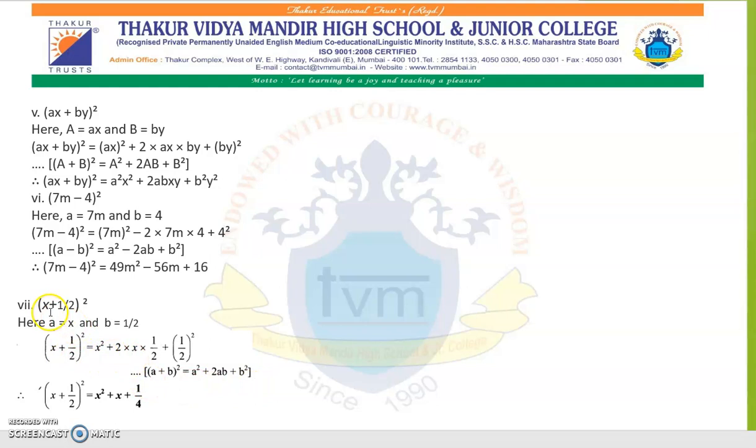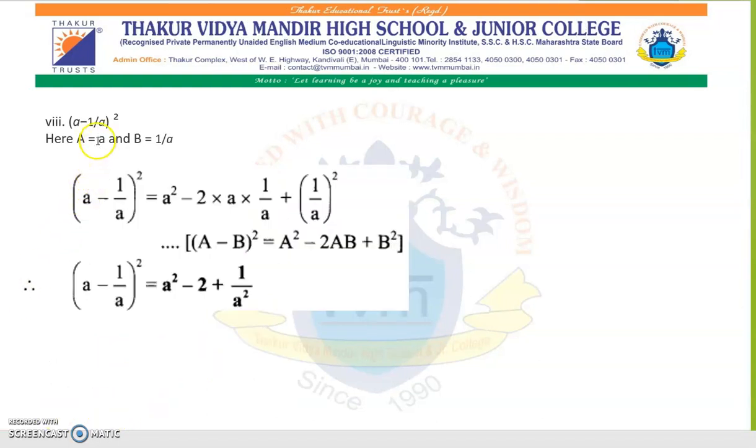Substitute the value of a, x here: x square plus 2 into x into 1 by 2 plus b square, means 1 by 2 whole square. 2 and 2 cancel, x square plus x plus 1 by 4 we get. Now next, a minus 1 by a whole square. Here we will use the expansion formula, a minus b whole square. Here the value of a is small a, value of b is 1 by a. Substitute the values in the expansion formula.